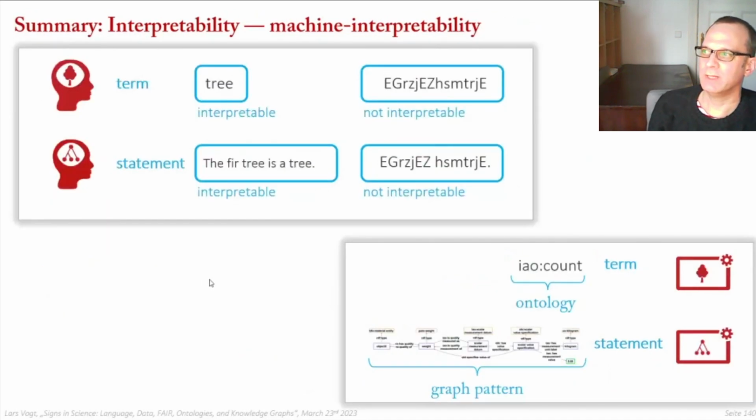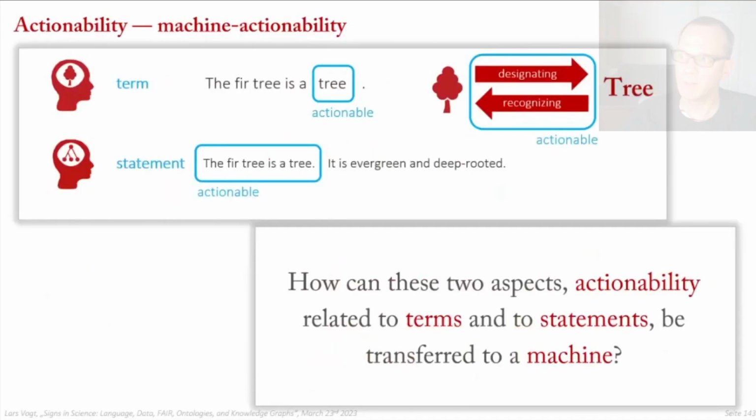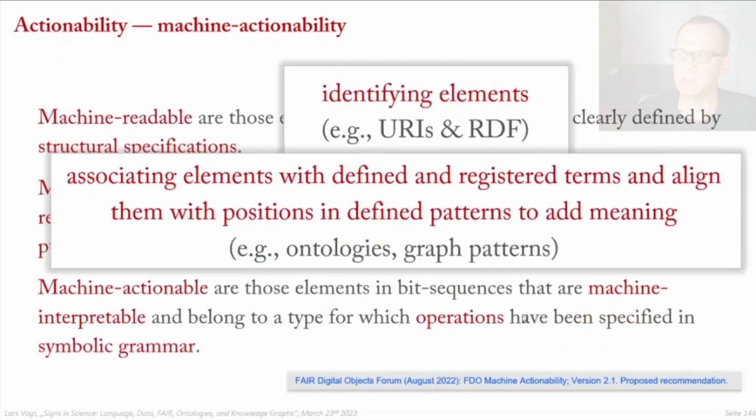So we see, for the interpretability of terms and statements in the context of ontologies and knowledge graphs, we need ontologies for the terms and graph patterns for the statements. So the last point is actionability, machine actionability. So we go back again, first a short look. Remember how this has been defined for humans, for terms and statements. And now we have to transfer that to the machine.